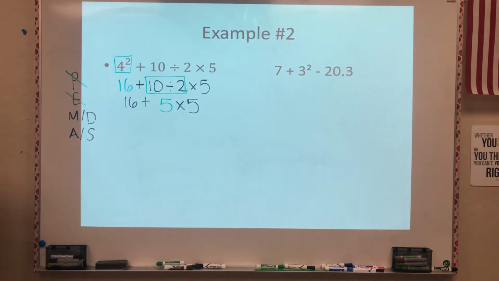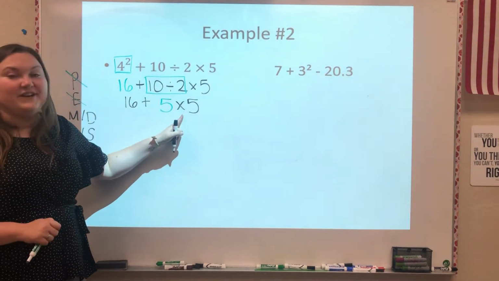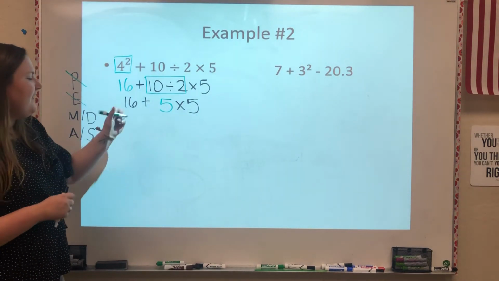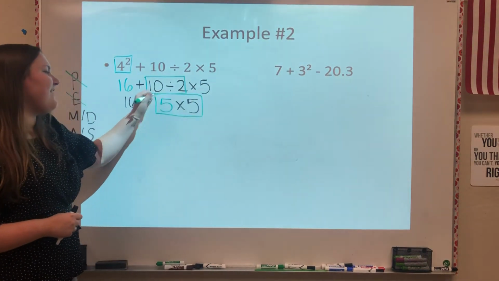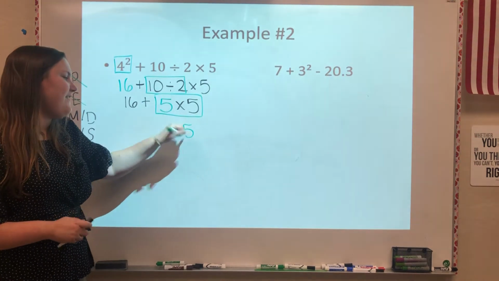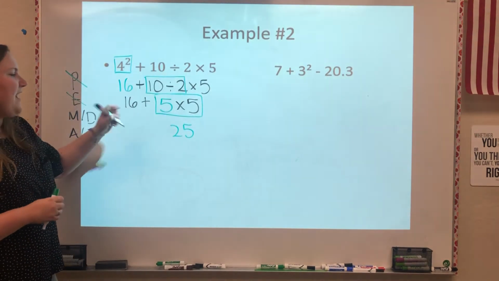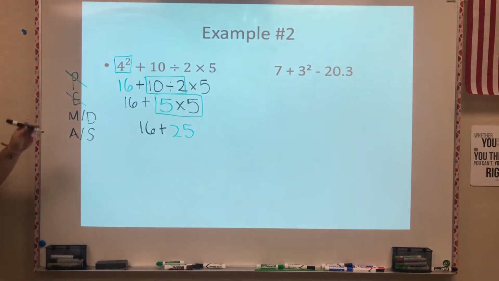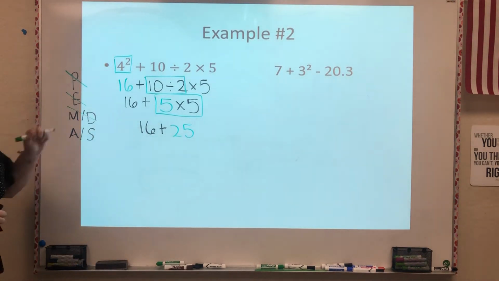And then now that we've done that division, now I can finish up the multiplication and say 5 times 5. 5 times 5 gives me 25. And so I copy my 16 down, get 16 plus 25. And then at that point, I finish this step.